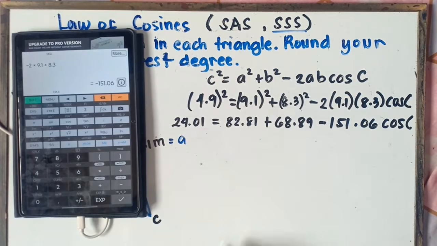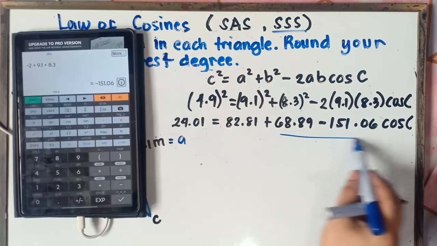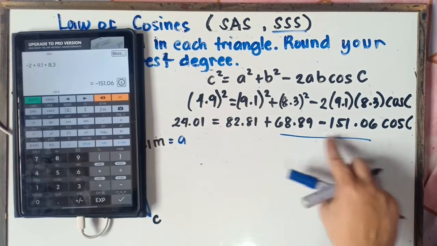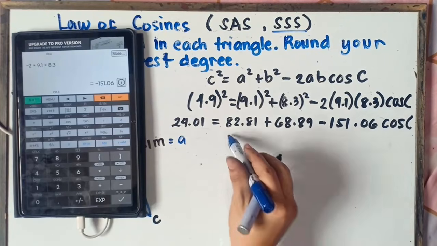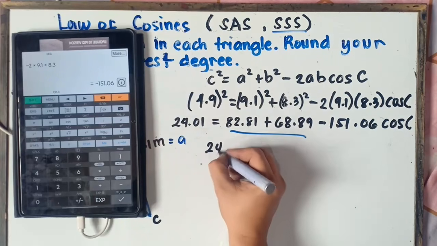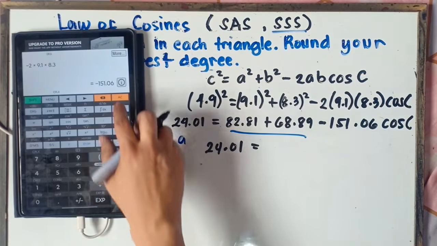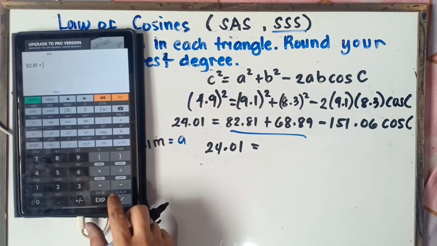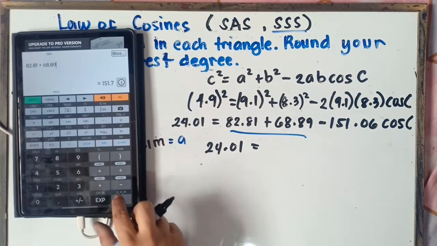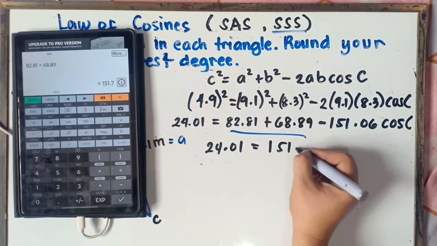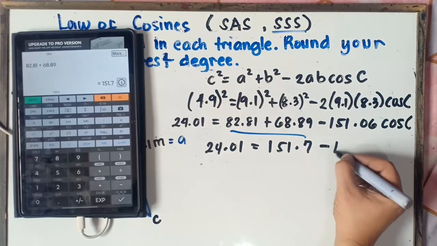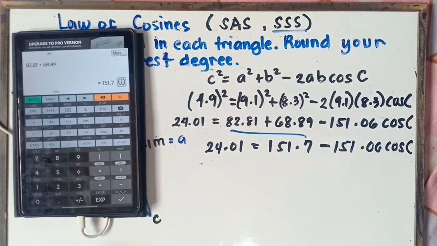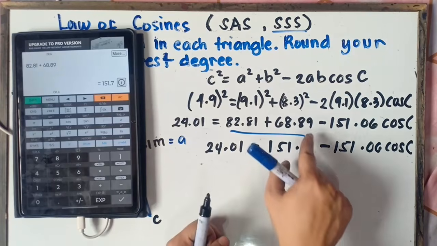Alright, so combine this one. Once again, class, do not combine this one because this number contains the variable cosine C. We can only combine the following numbers. So copy 24.01 equals, combine 82.81 plus 68.89. So you will have 151.7. Copy this one, minus 151.06 cosine angle C. And then simply transpose this one from right to left.